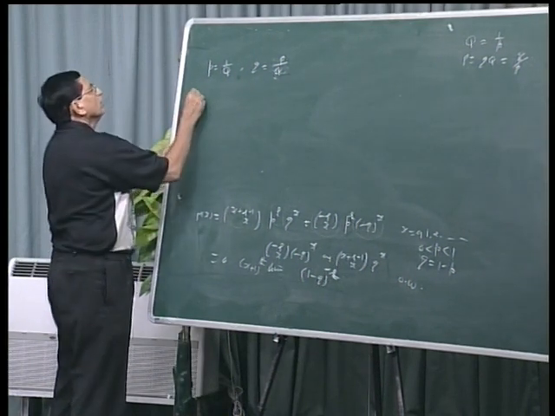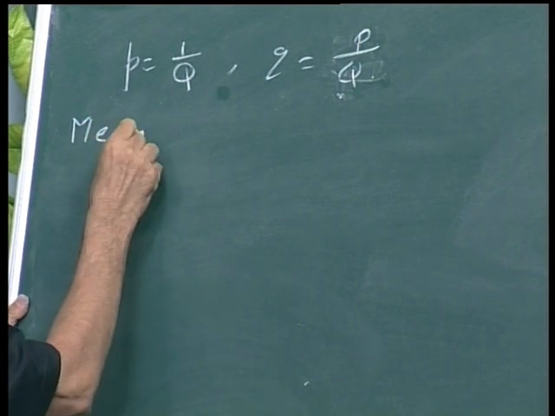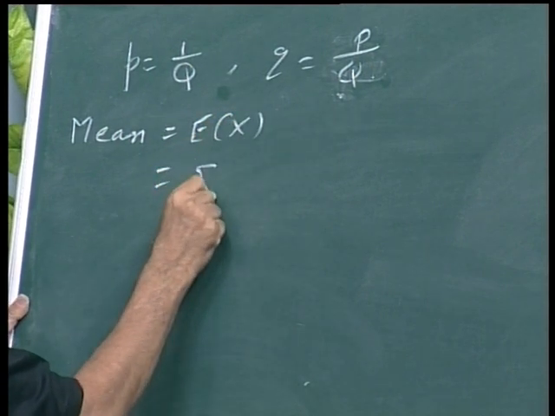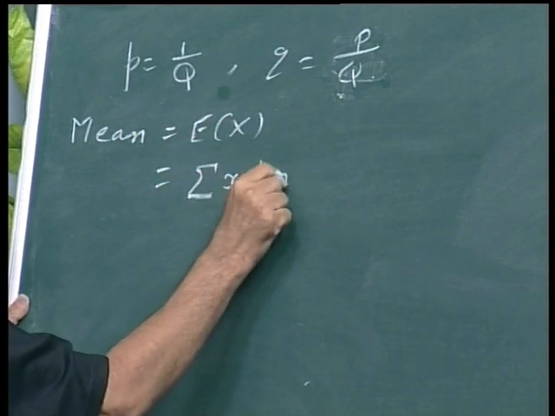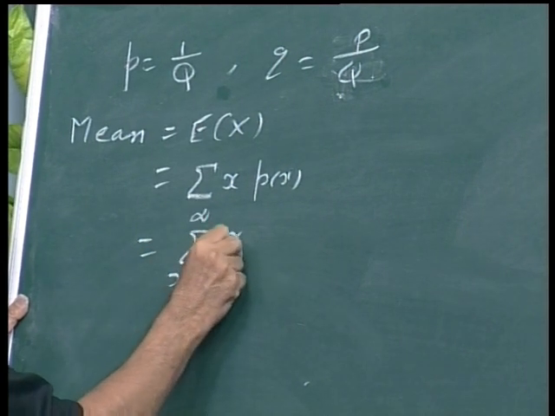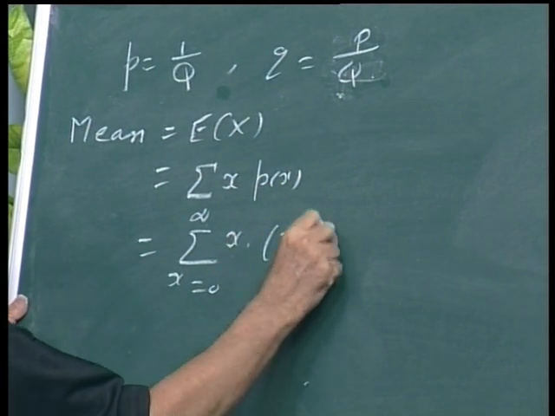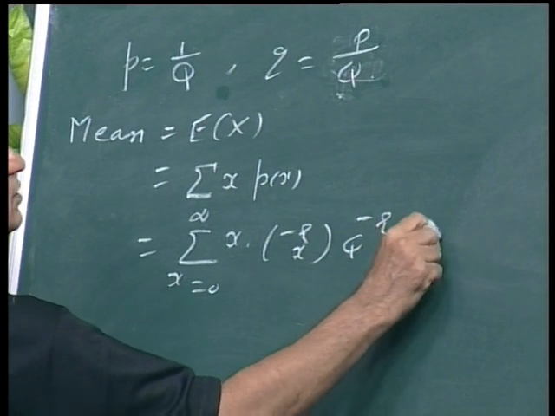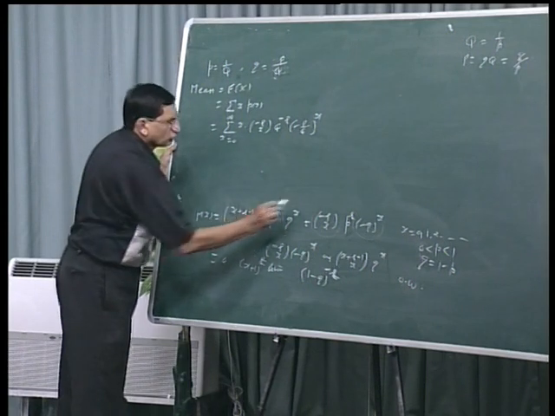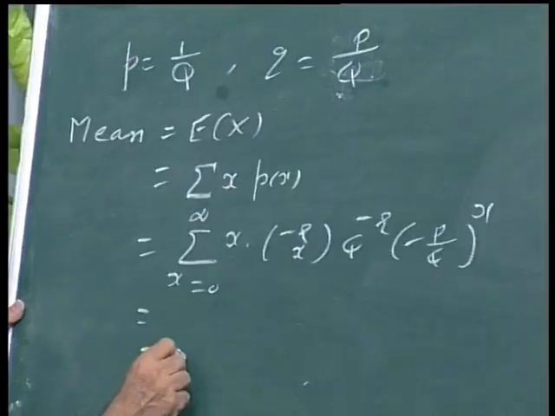Now if you want to find the mean, suppose I just go for the properties. Mean means expected value of x. So sigma x running from 0 to infinity, x into p(x), where I may take minus r C x Q raised to minus r, minus P upon Q raised to x. Of course I can use the other forms also, but if we simplify, I don't derive it, but the mean will be rP.